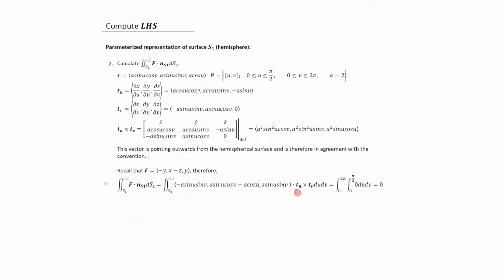And now we just need to take the dot product of this vector with Tu cross Tv, which is this one that you see here, and integrate with respect to du dv. Well, if you take this dot product, you'll find you end up with a value of 0, so no need to integrate because you know the result is going to be 0 anyway.